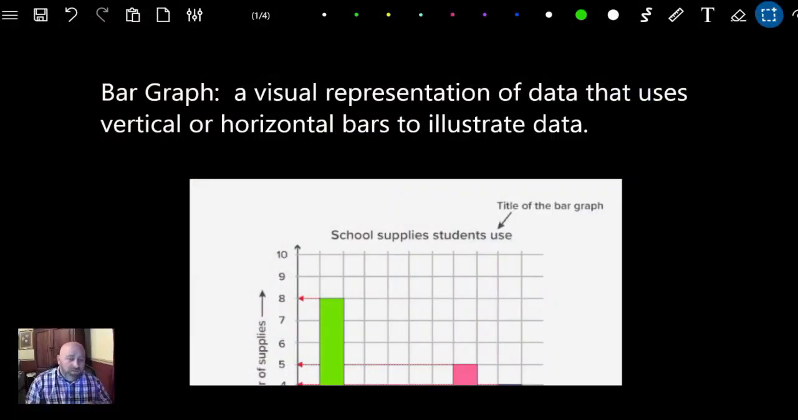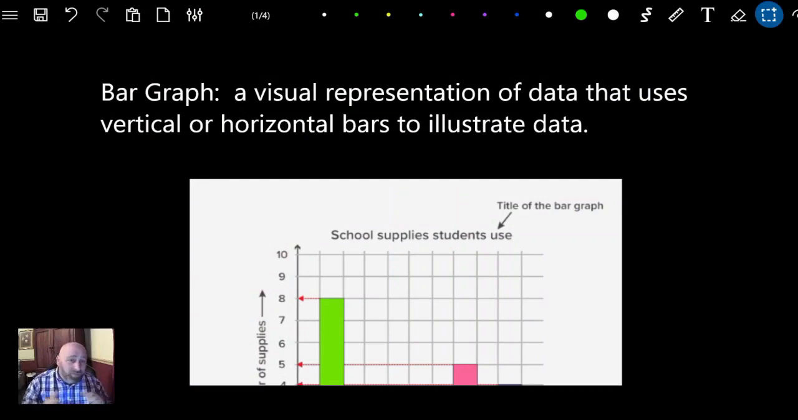So make sure that you write this stuff down, put it in your notes, and do your best to follow along, because there's quite a few different types of graphs and things that you'll need to know by the end of this chapter. All right, let's go ahead and look down here at the screen. The first type of graph that we're going to talk about is the bar graph.